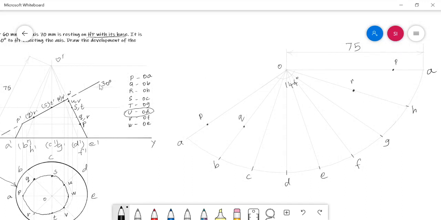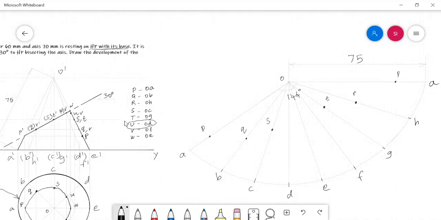It is R, and measure the distance between O dash and S in the generator O dash E dash, and with this distance in the generator OC I need to mark the cut point S. So in the generator OC, with the distance O dash S, I am going to mark the cut point S. And in the generator OG, with the same distance, I need to mark the cut point T. So in the generator OG, with the same distance I need to mark the cut point T, and measure the distance between O dash and U in the extreme generator, and in the generator OD in the development I need to mark the cut point U.